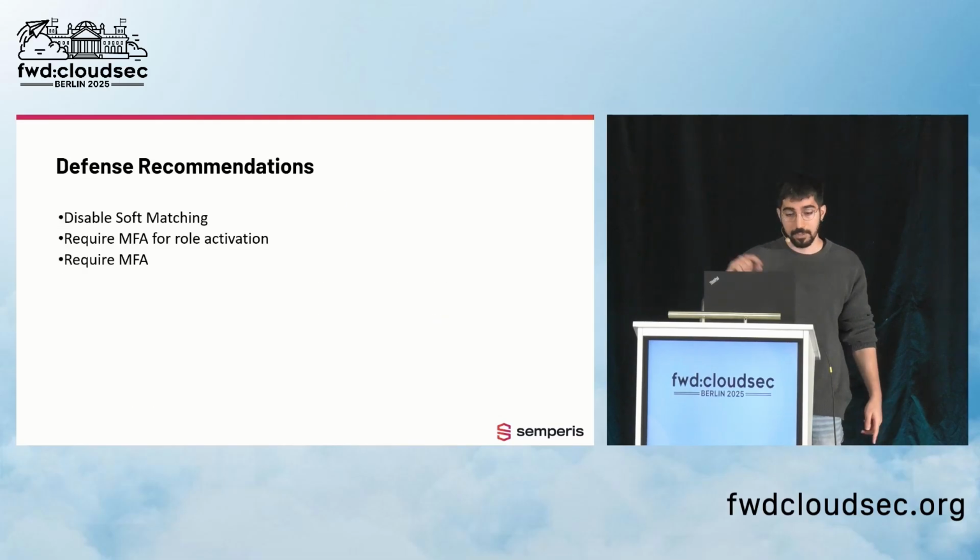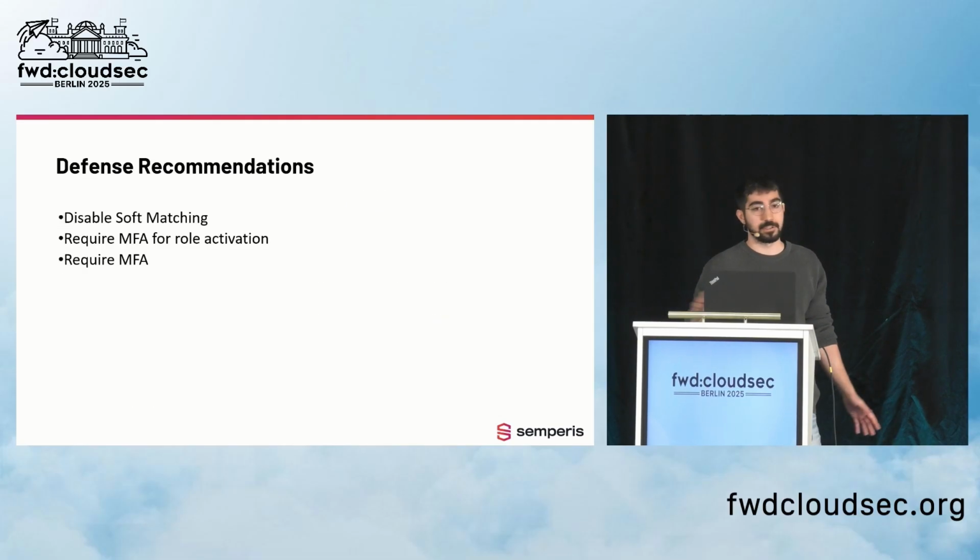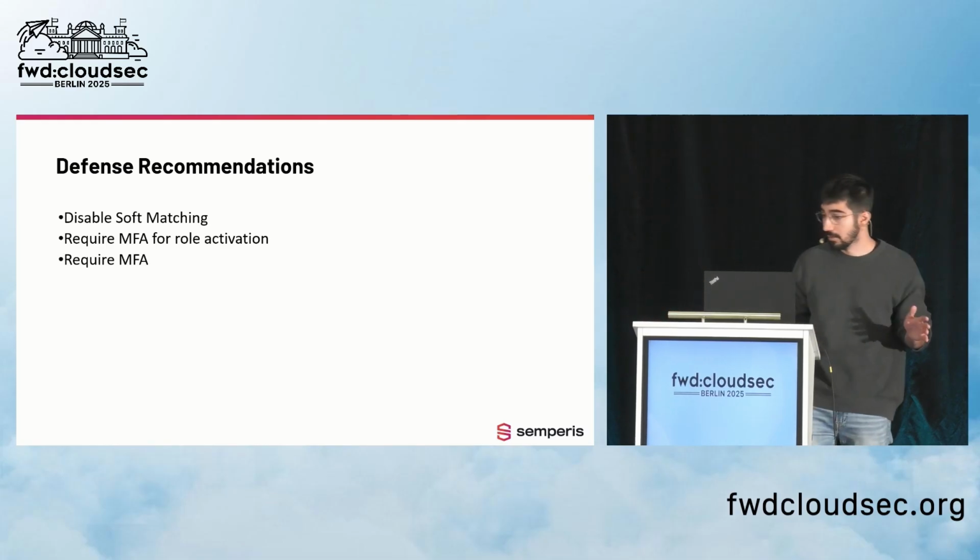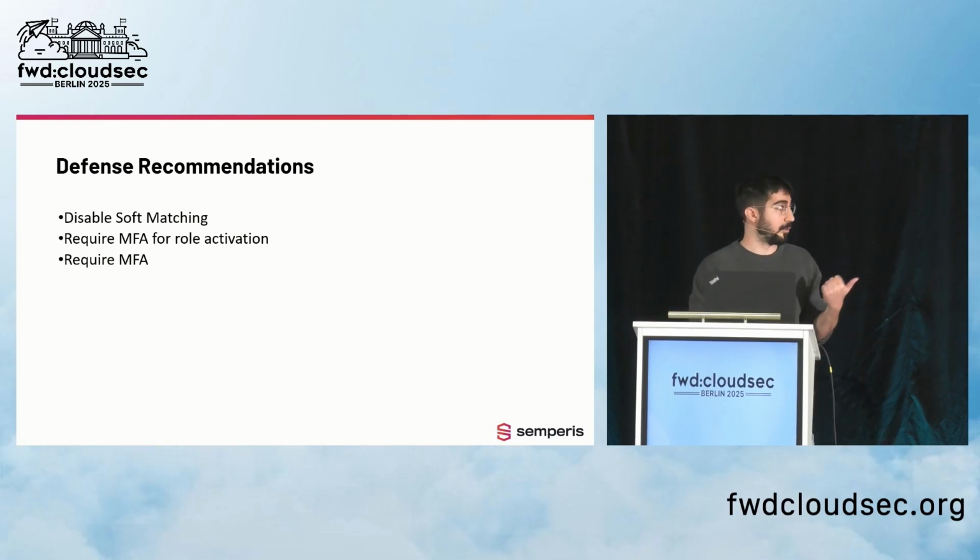So what you can do is, first of all, disable soft matching, don't use it at all. You can also require MFA for role activation on eligible roles, and also require MFA on signing in to the account in general.